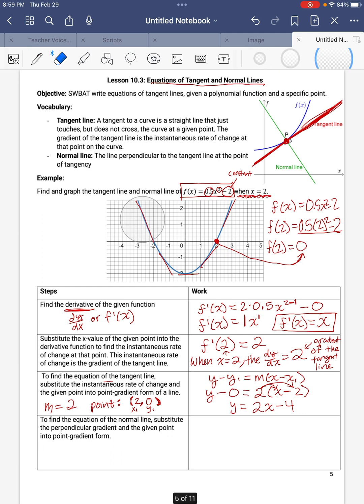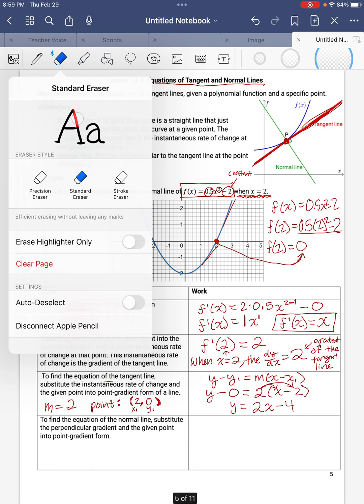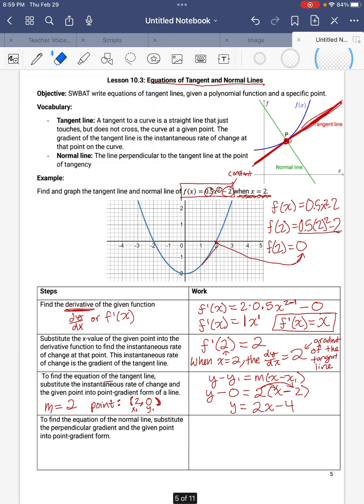And if I come over to my graph, I could draw my tangent line. It's going through this point we already know, and we know it has a gradient of 2, so I can go up 1, up 2, over 1, and then I can just do that in reverse, so down 1, down 2, left 1, and if I connect the dots there, I have graphed my tangent line.